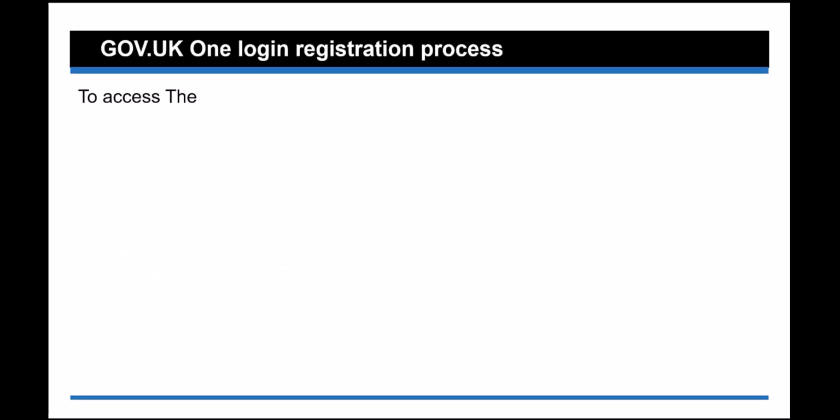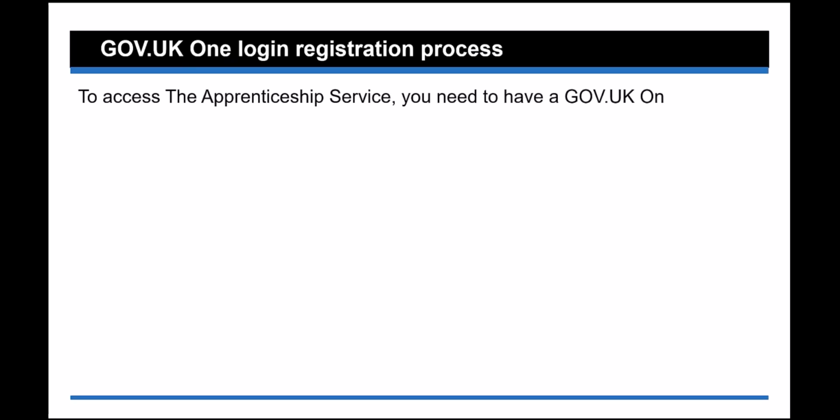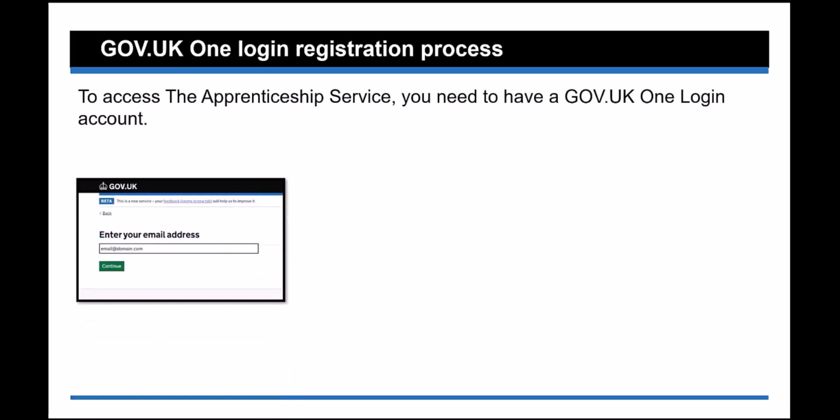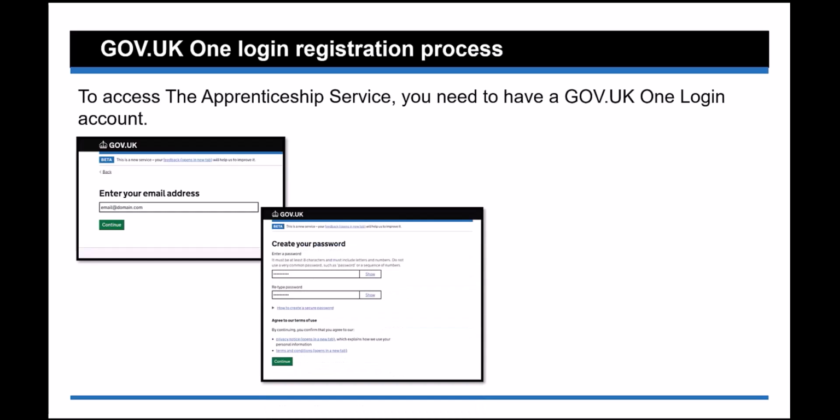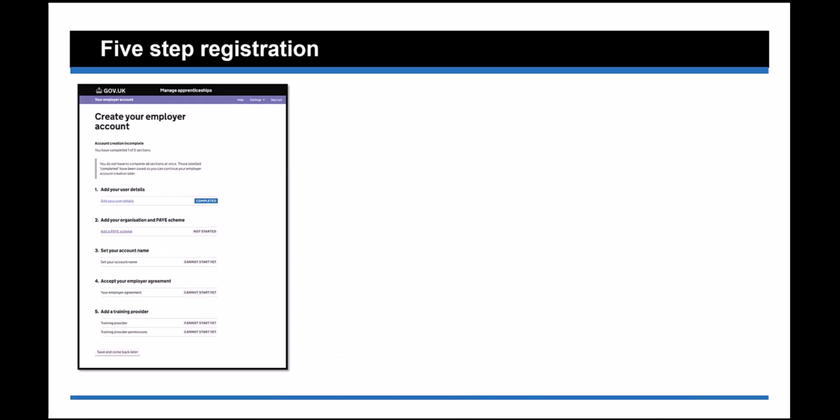To access the Apprenticeship Service, you need a gov.uk One Login account. If you don't have one already, you'll need to create one. You'll need a valid email address and a mobile phone number. Once you've created your gov.uk One Login, there are then 5 steps to creating your employer account on the Apprenticeship Service.